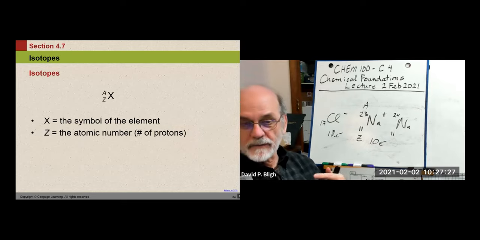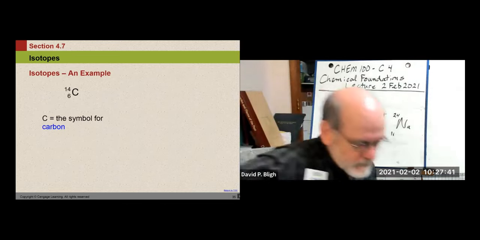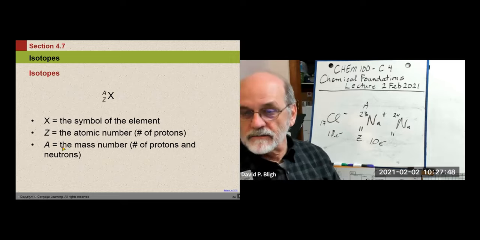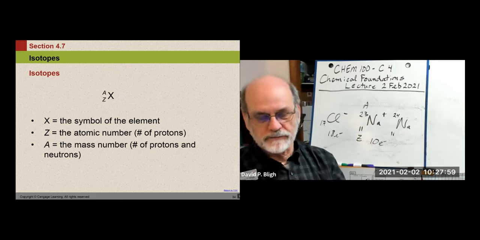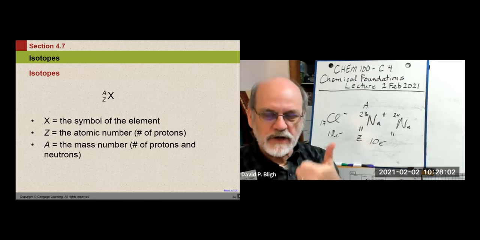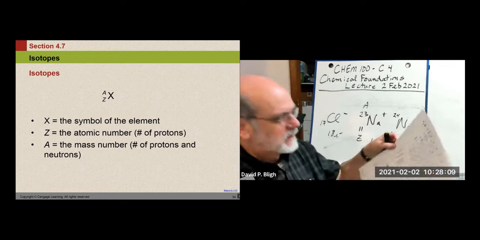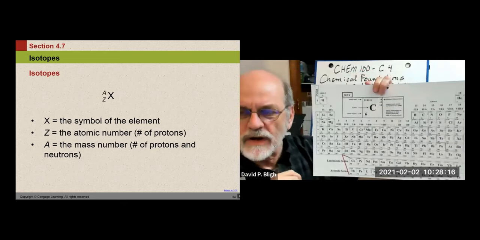Okay, so here I'm talking about the symbol and what each of the letters mean. Here's an example for carbon. I will also say that this A value, the mass number, is not the same as the atomic mass. That is often confused. The mass number is a whole number, always the sum of the protons and neutrons. The atomic mass is reported in your table in the upper left-hand corner, and it's always a decimal fraction.